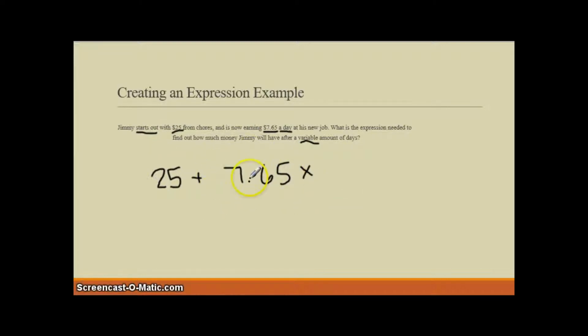So 7.65 is how much he's making per day, x is the amount of days that he is working, and 25 is the money that he starts out with from chores. So that'll just be equals y, or f of x.